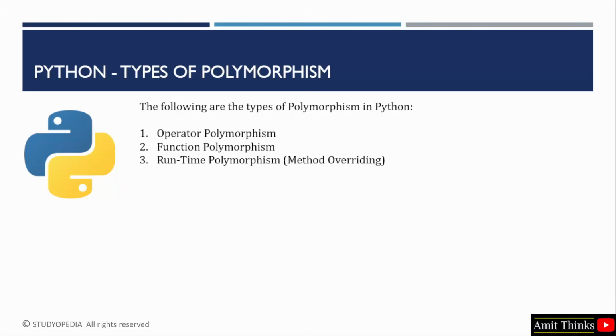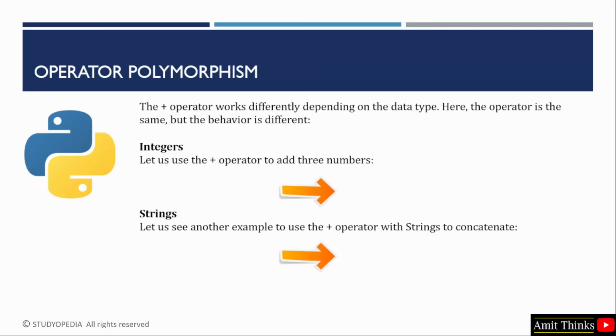So let us see operator polymorphism. In that, let's say we have the plus operator. The plus operator works differently depending on the data type. In integers, the plus operator does something, and in strings it does something else. That means the operator is the same but the behavior is different. Let us see these two examples first for operator polymorphism.